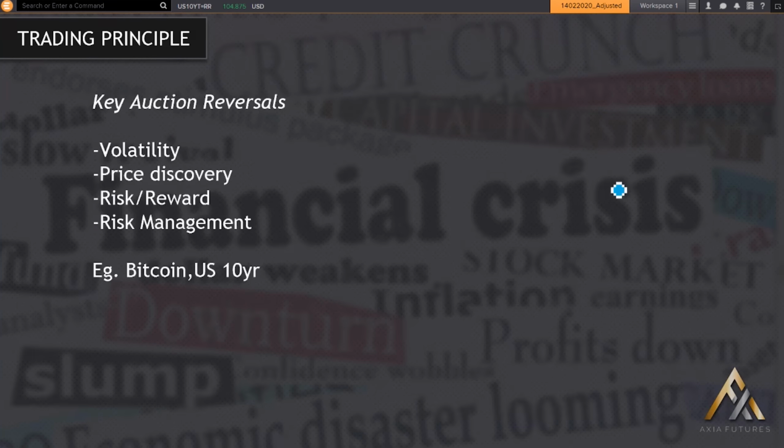Now, this is pretty much all the little examples I wanted to show you, or all the principles I want to talk to you about: risk reward, price discovery, volatility, and risk management. Now, I'm going to take you through a second example in the US 10-year, and just talk a little bit about these concepts of how you manage risk, the risk reward, etc.